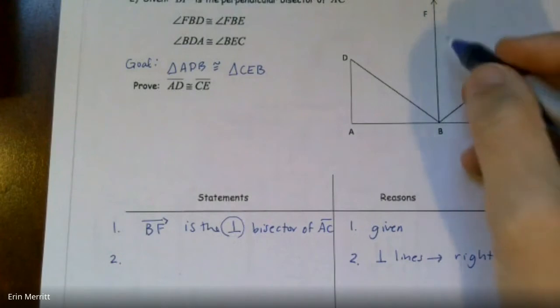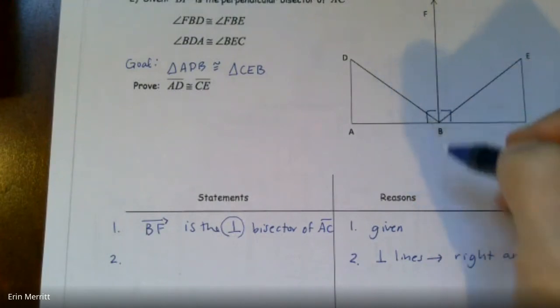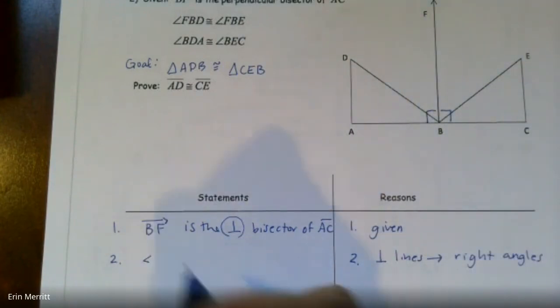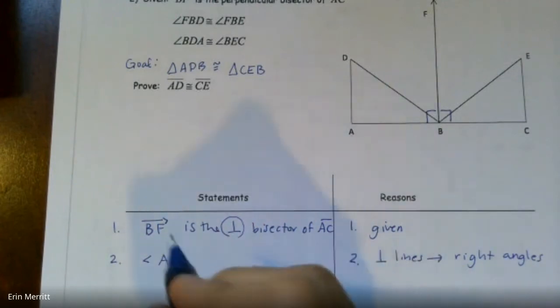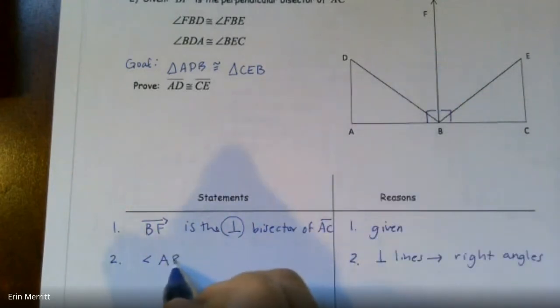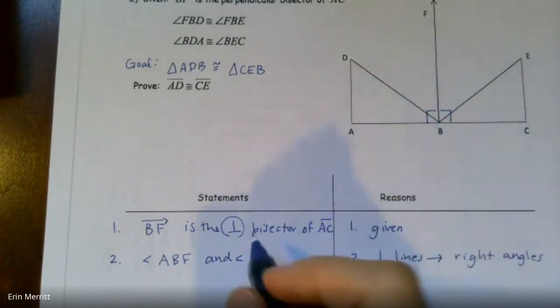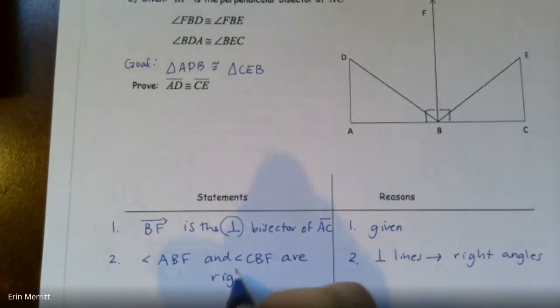And in my picture, BF is perpendicular to AC. That's going to give me a big old right angle here and a big old right angle here. I am not going to call those angles 1 and 2. Please use the letters here. So angle ABF and angle CBF are right angles.